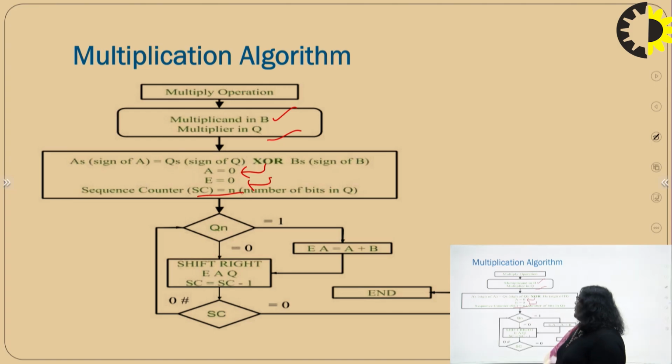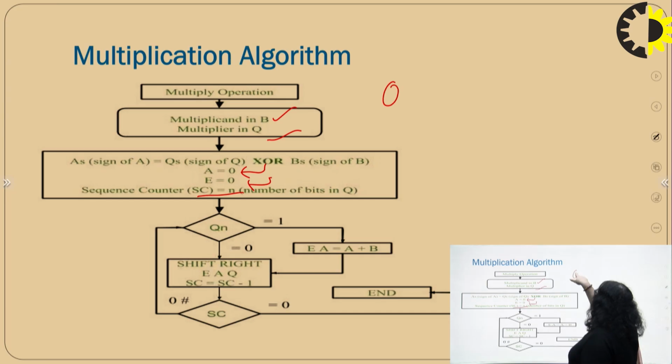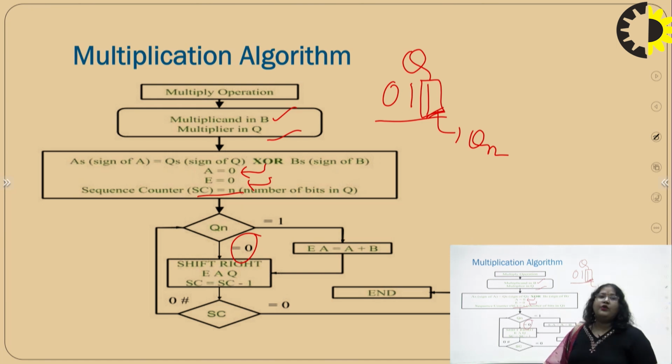The value of the sequence counter is completely dependent on the nth bit of Q. For example, if this is Q, then the nth bit of Q is Qn. So, if it is 0, then we have to do only the right shift. This is the logical right shift. In the logical right shift, we shift the number, and the blank space is always filled with 0.